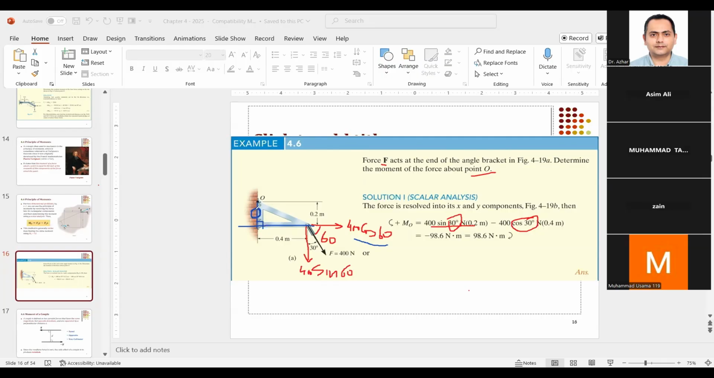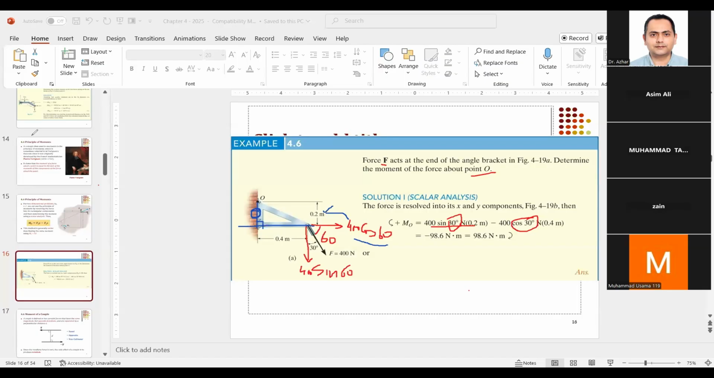And can anybody tell me, do we have this perpendicular distance given in the problem somewhere? Please write down in the comments. Yes, it's 0.2 meter. Correct. It's given here, 0.2 meter. So we simply multiply 400 cosine of 60 with 0.2 meter, and this will give us the moment.